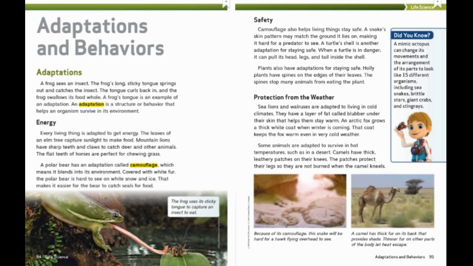Caption. Because of its camouflage, this snake will be hard for a hawk flying overhead to see. A camel has thick fur on its back that provides shade. Thinner fur on other parts of the body lets heat escape.